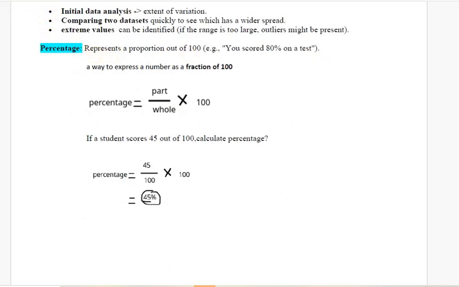Let's see the percentage. We already know this since we have studied it in our school days. The percentage is part divided by whole. It represents a proportion out of 100. If you scored 80% on a test, it means out of 100 you have scored 80, expressing the 80 in terms of 100. This is the way to express a number as a fraction of 100. For example, a student scores 45 out of 100. To calculate the percentage, in place of part you fit 45, and the whole marks is 100, so 45 divided by 100 is 45%.